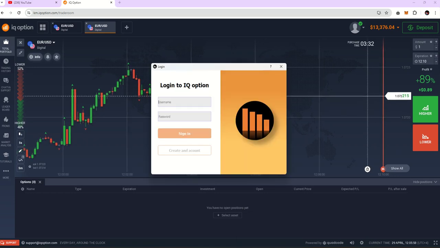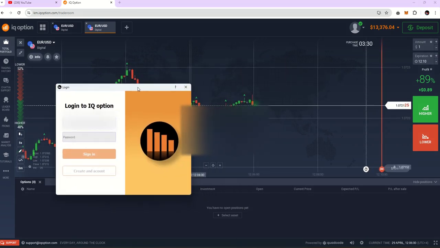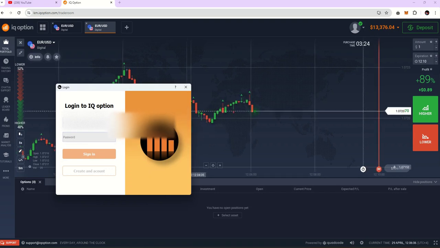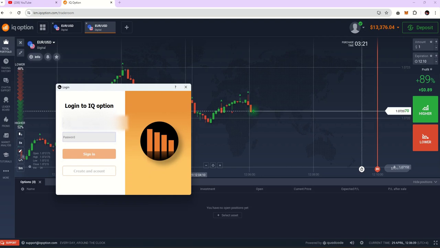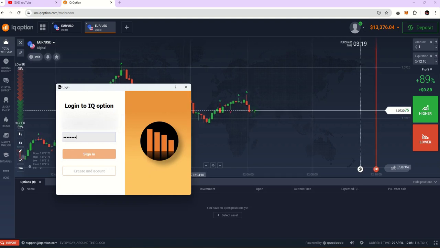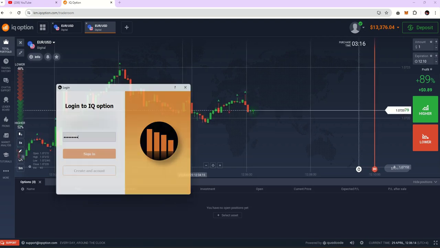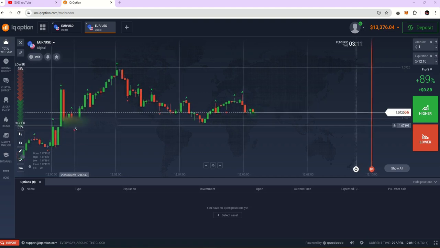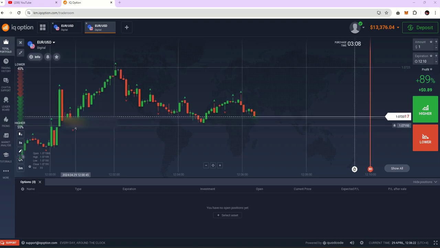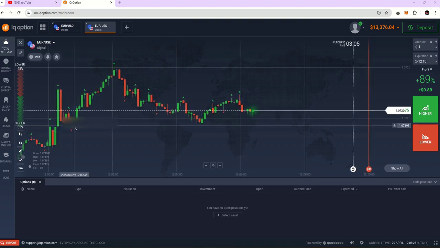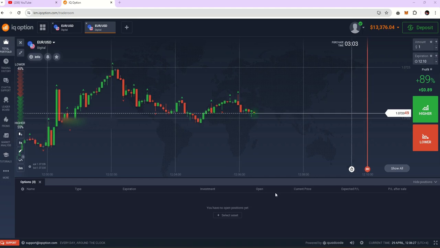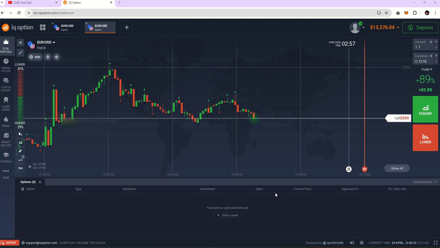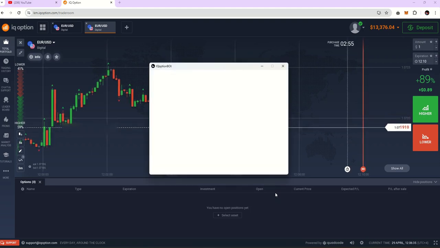Okay, so now this is the login screen, and of course you have to log in on your IQ Option account. Okay, and we'll just wait until it logs on to our main screen. This takes maybe a while.